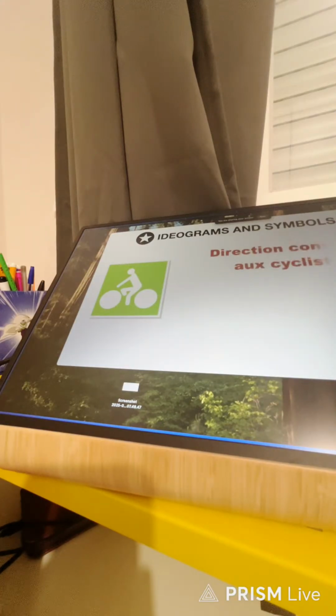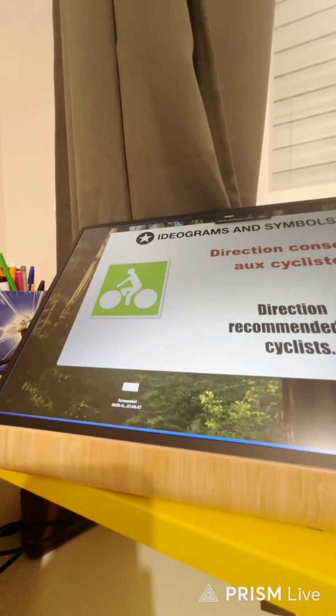This is called direction conseil aux cyclistes. That is, if you are on a bicycle, when you see this sign, this panel, they are telling you that this is a direction that, as a cyclist, you must take. They call it voie verte. They are not talking to other road users. You are recommended to take this. Don't take the normal road. Don't take another place.